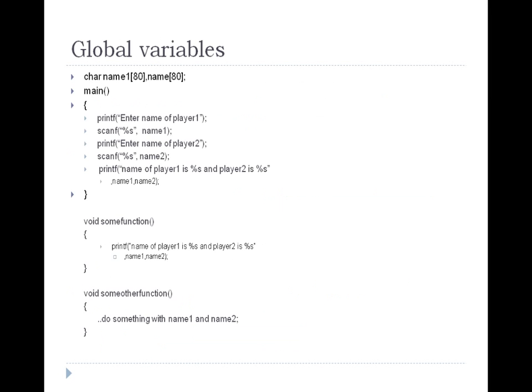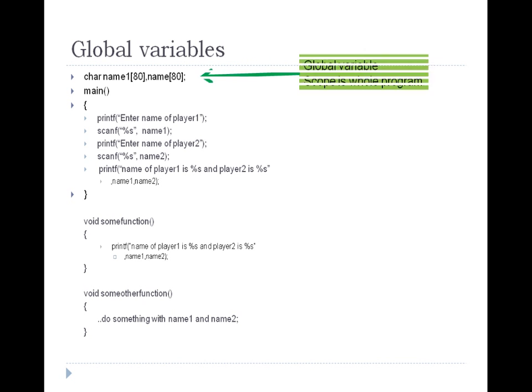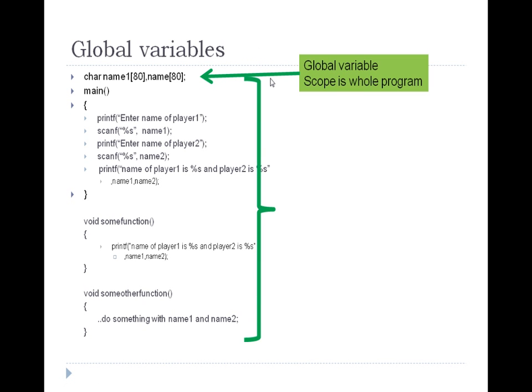Let's look at global variables. This is a global variable. It is not within the bounds of any function. Main starts from here, ends here. Some function starts from here, ends here. Starts from here, ends here. This particular thing is outside any function, and this has a global scope, which means the scope is within the whole program.